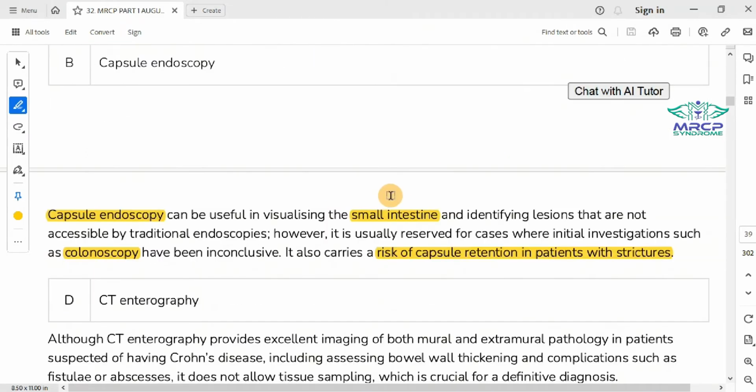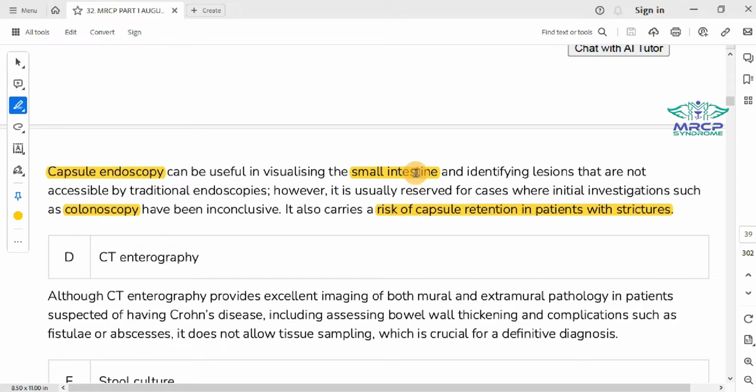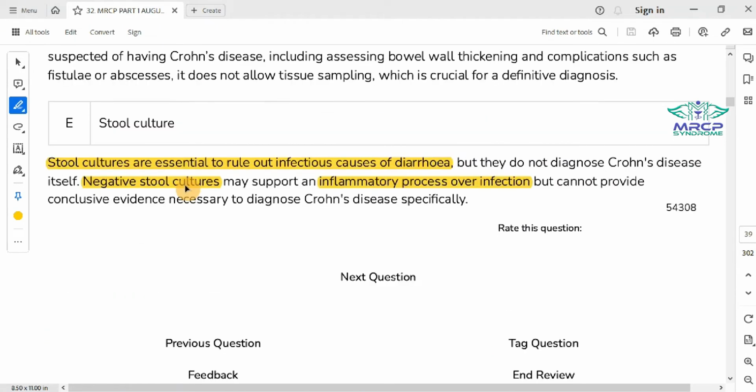Capsule endoscopy for visualizing the small intestine. And the capsule may cause capsule retention in a patient with strictures. And stool culture is essential to rule out infectious causes of diarrhea.